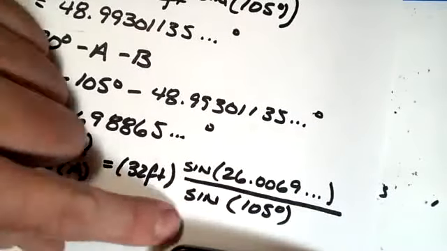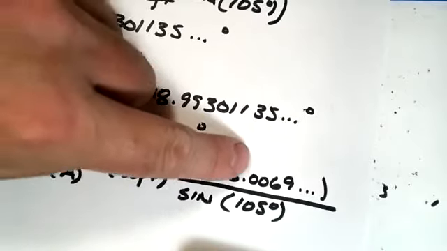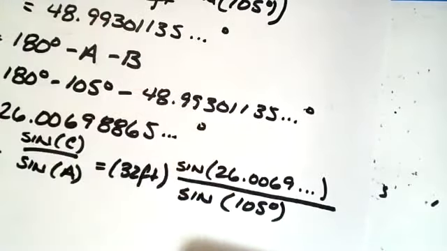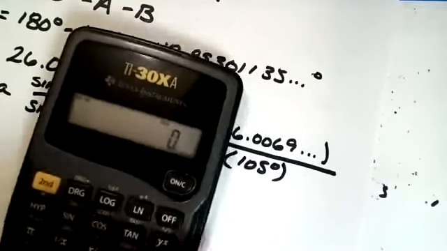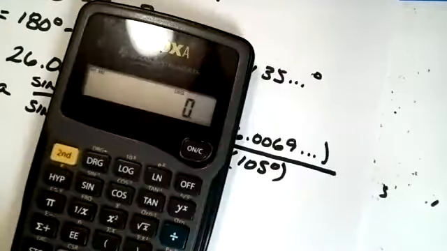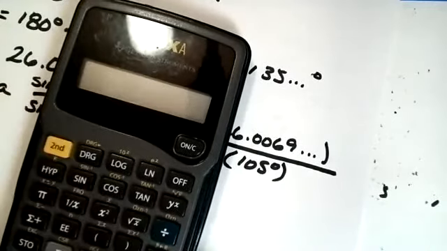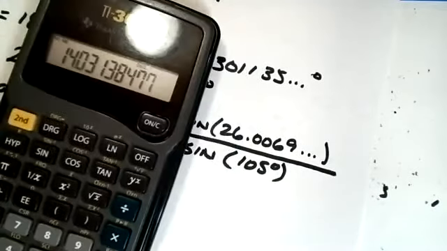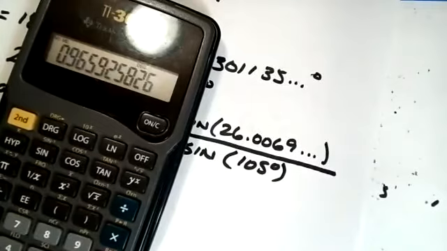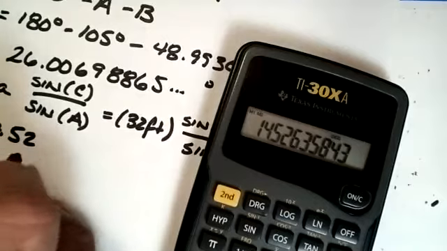Granted, this one's really, really close to 26, but if it was something in the middle, it can cause a rounding error. This one probably won't, because it's basically 26 to 4 significant digits. But anyways, so be it. So when I go to calculate this, I've got 32 times recall 2, the sine of 26.006, then divided by the sine of 105, and there's my solution. I've got 14.5263.